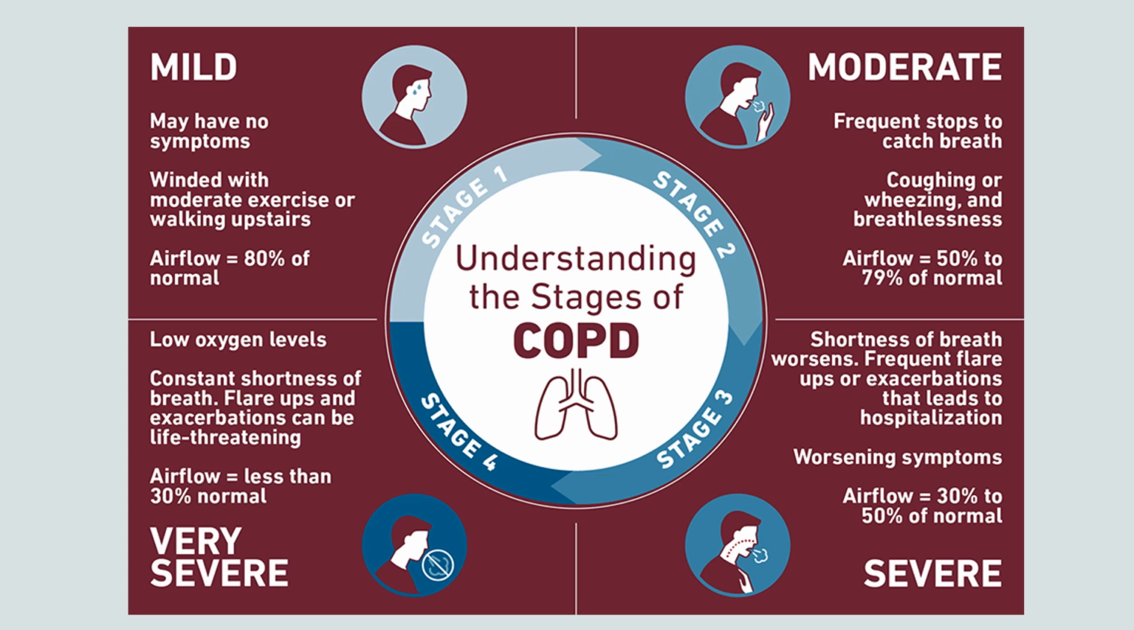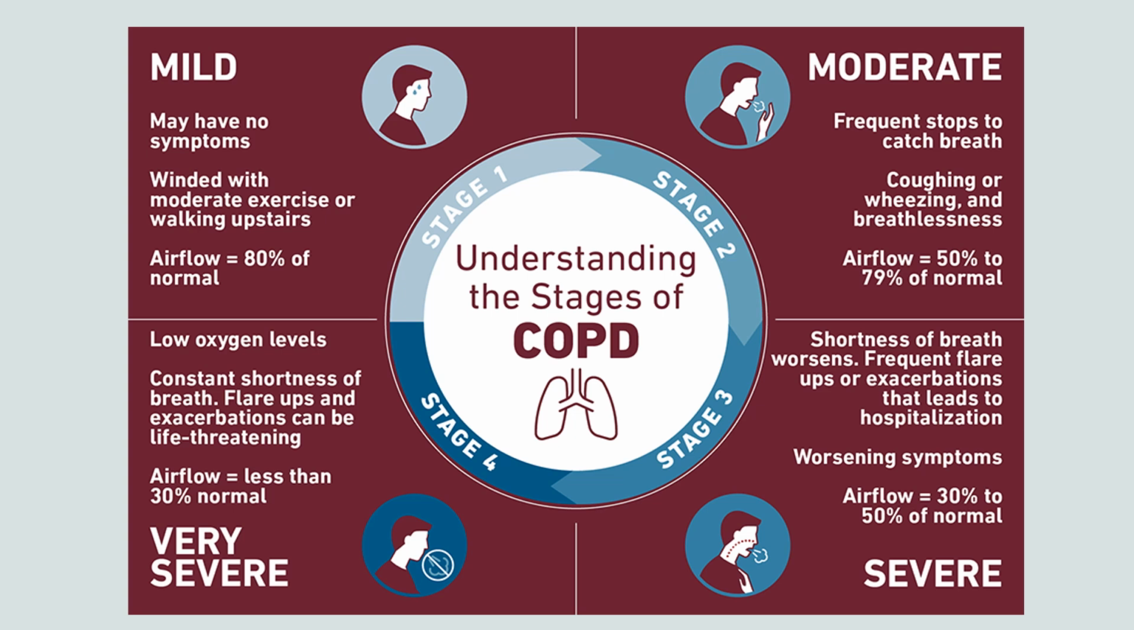In early or mild disease, the patient may have no recognizable symptoms, although they may get winded with exercise or going up and down stairs. Airflow in and out is 80% of normal. With moderate disease, the patient needs to make frequent stops to catch their breath. They will have coughing, wheezing, and breathlessness. And this is a chronic daily cough. Airflow is significantly reduced, 50 to 79% of normal.